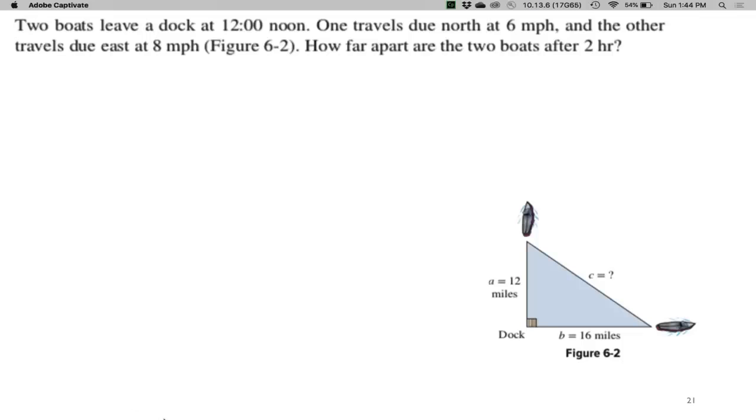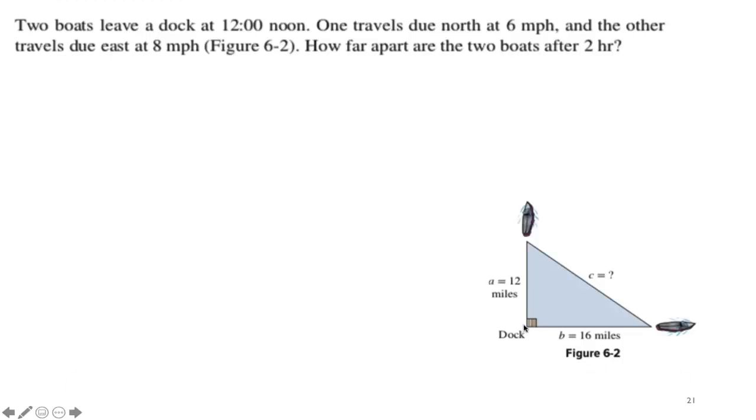Okay, let's do an example. Suppose you have 2 boats that leave the dock at noon. So here's the dock here. This boat is going to go this way, which is due east, and then this boat is going to go north. Going north, it is going to travel at 6 miles per hour. Going east, it is going to travel 8 miles per hour. The question is, after 2 hours, how far apart are they? In other words, what's the distance between these 2 boats after 2 hours?